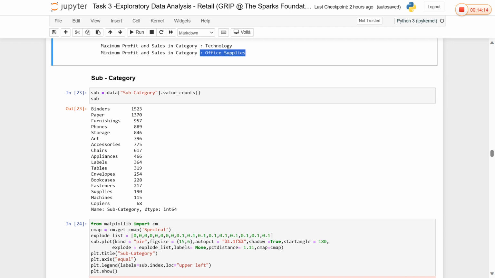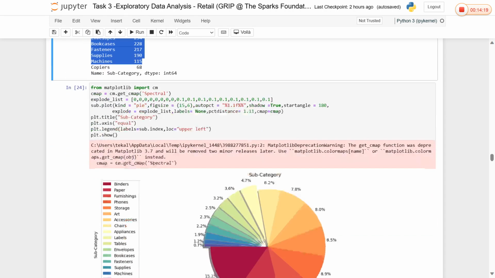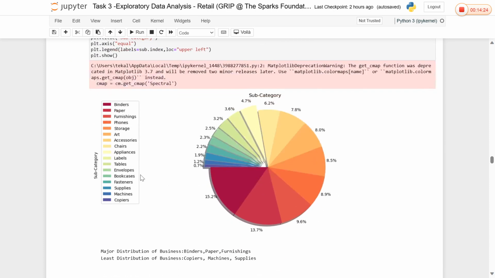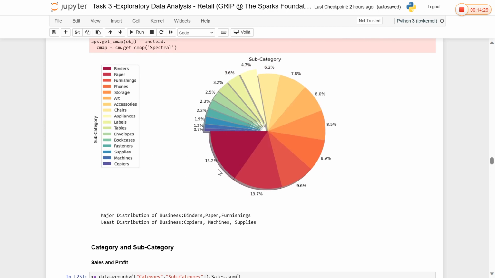Now let's move towards the subcategory point. We have found many subcategories. So we analyze by using a big pie chart. This is not too complicated. We just have to find out the major and minor parts of the pie chart. We found the major distribution of business is in binders, paper, and furnishings, and the least distribution of the business is in copiers, machines, and supplies. See, the darker the pie chart color, the bigger the distribution. So we can analyze easily.